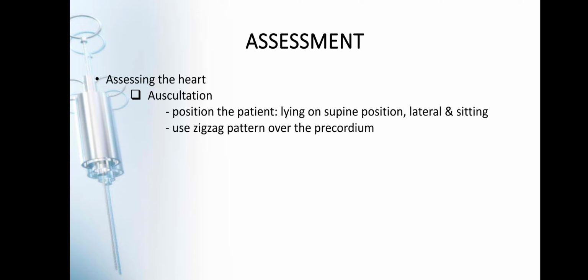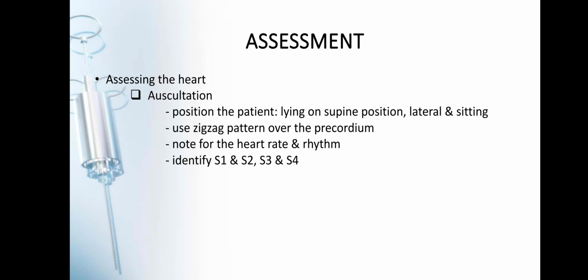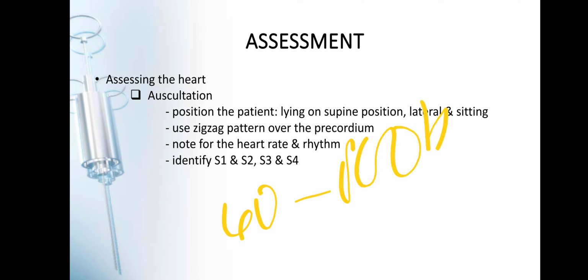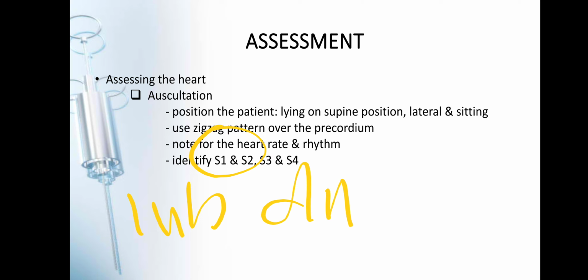So, for auscultation, position the patient lying supine or lateral or sitting. Use a zigzag pattern over the precordium. Note for the heart rate and rhythm. So, the normal po na heart rate ng isang adult patient is 60 to 100 beats per minute. Okay, BPM. Yan po. No? So, now identify the S1 and S2. Ang normal po na sound ng heart is S1 and S2, the lub-dub. S1 is the lub and then S2 is the dub.